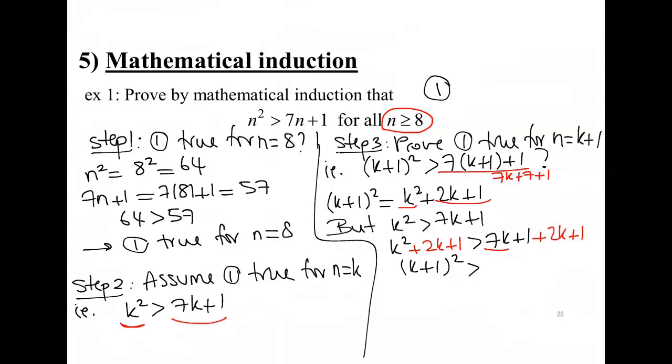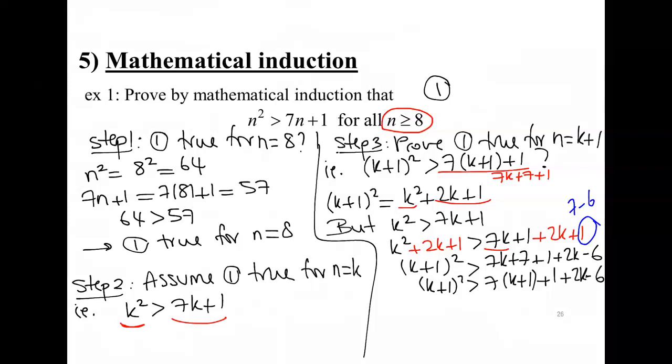So where could I get that 7 from? I look at this one here. I can write it as 7 minus 6, right? So that's simple. So I end up with 7k plus 7 plus 1 plus 2k minus 6. So k plus 1 all squared is greater than, I factor out the 7, 7 into k plus 1 plus 1 plus 2k minus 6.